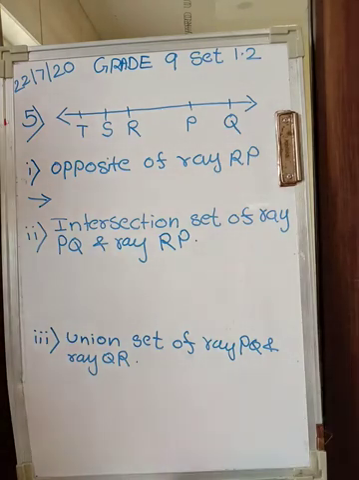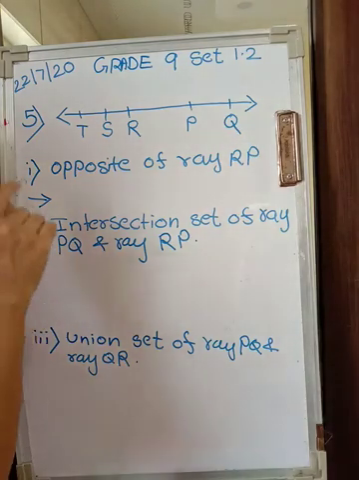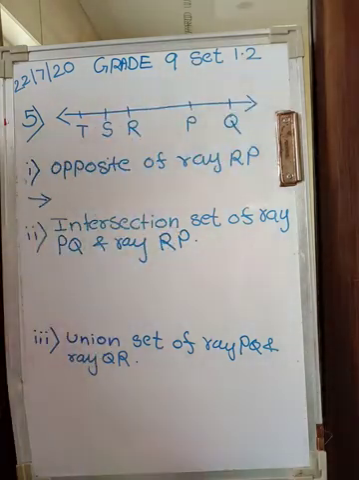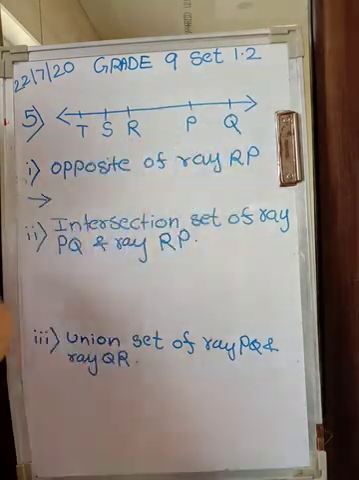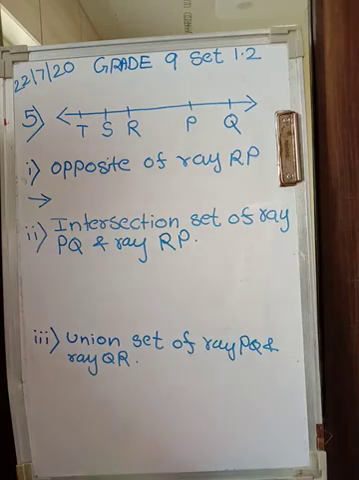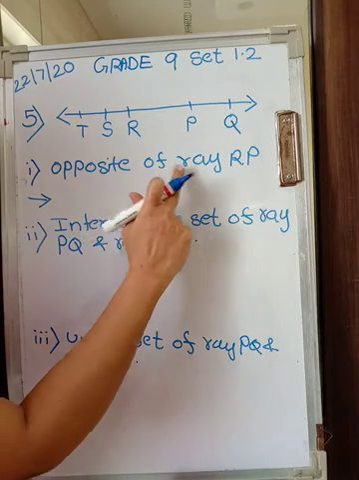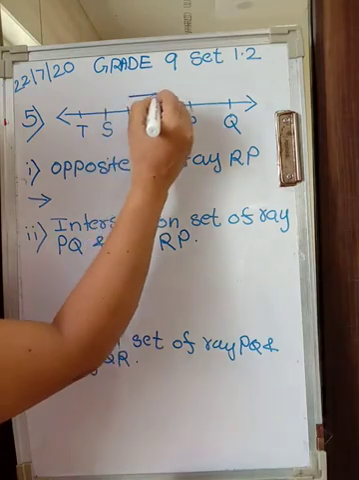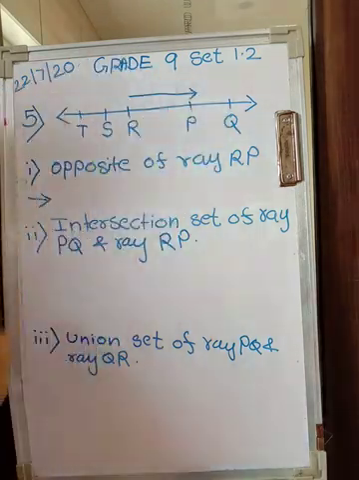Good morning, grade 9. We'll be doing the fifth problem from set 1.2. Now this is the diagram which is given and it's very easy. Just see now, opposite of ray RP. RP is this ray. It is in this direction.